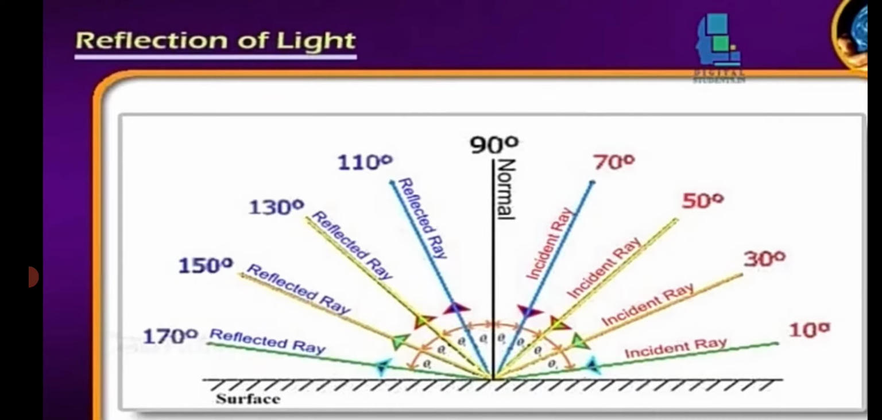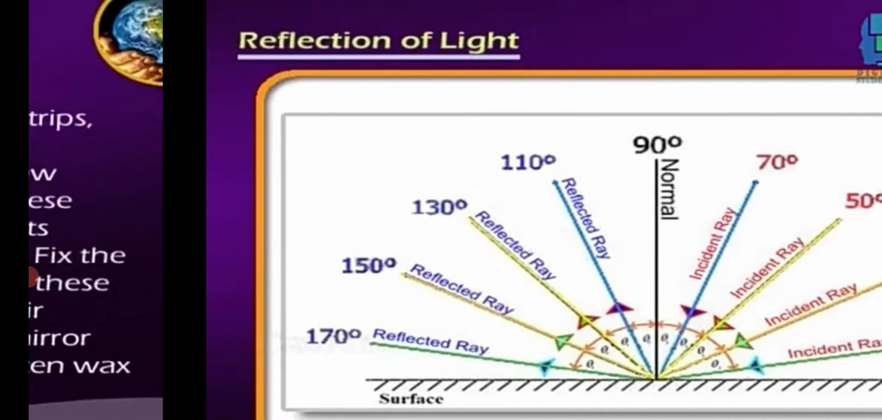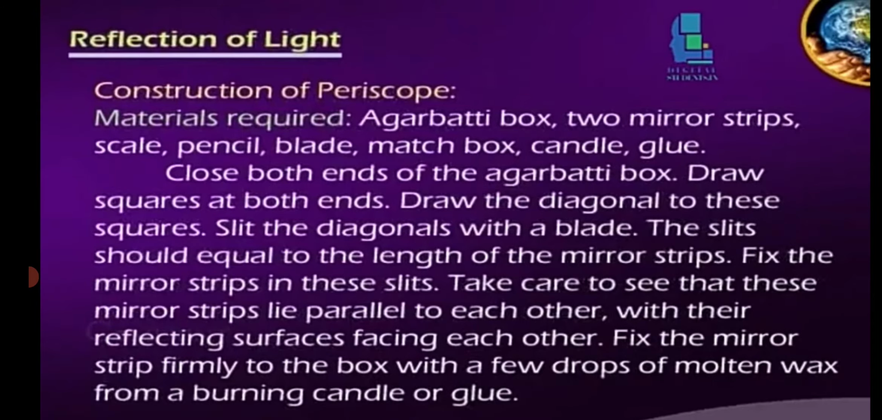The table or form you could fill using this diagram also. Once you try the activity, follow this. Now, construction of a periscope.